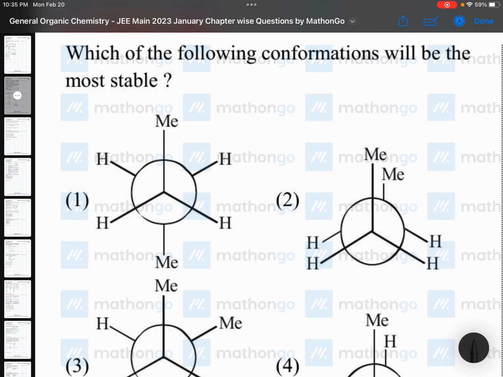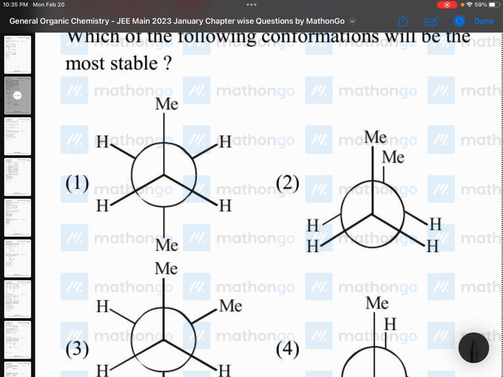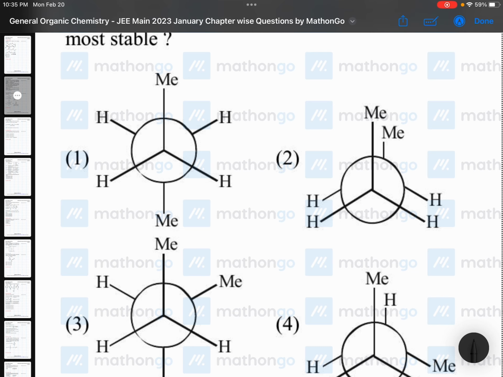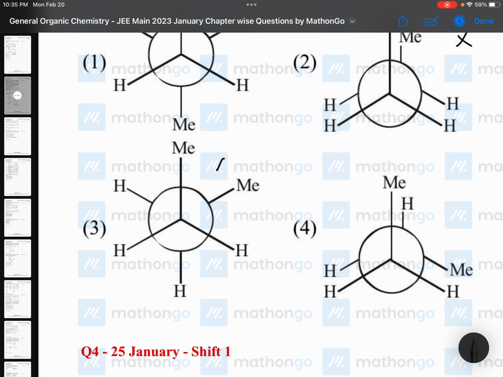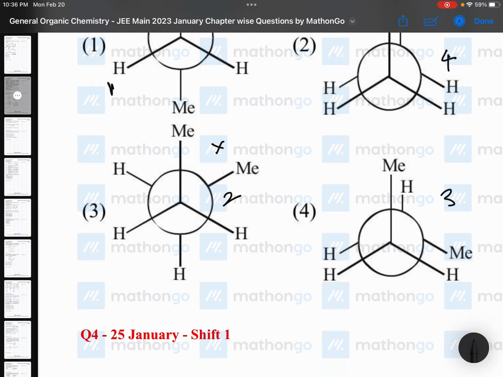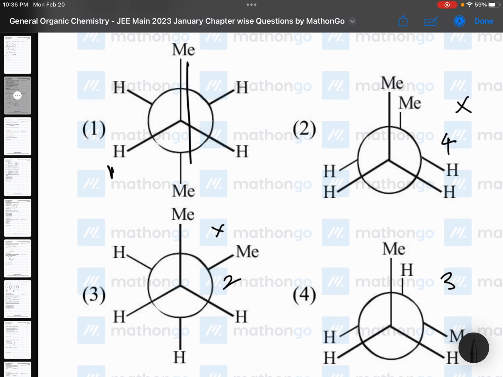Which of the following conformations will be the most stable? Opposite methyls is best. So this is worst. This is again worst. This is okay. This is least, fourth place. This is third place. This is second place, and this is first place. Okay, now this is anti.